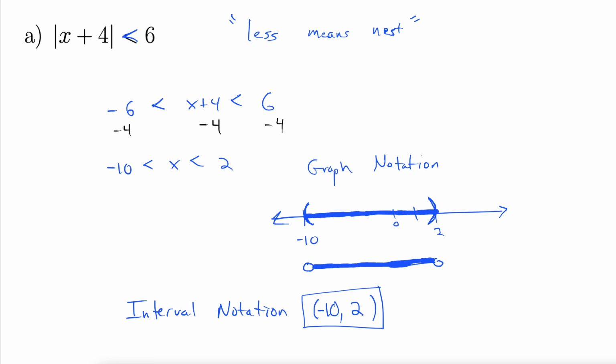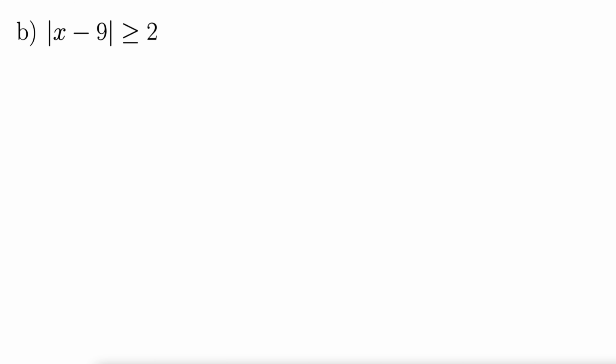Let's try another one. For this one, we have x minus 9 in absolute value, and all of that is greater than or equal to 2. When you have greater than, or we can say more than, just to help us remember, more, in quotes, means or. More means or, a very useful way of remembering what to do. So we're considering this more.